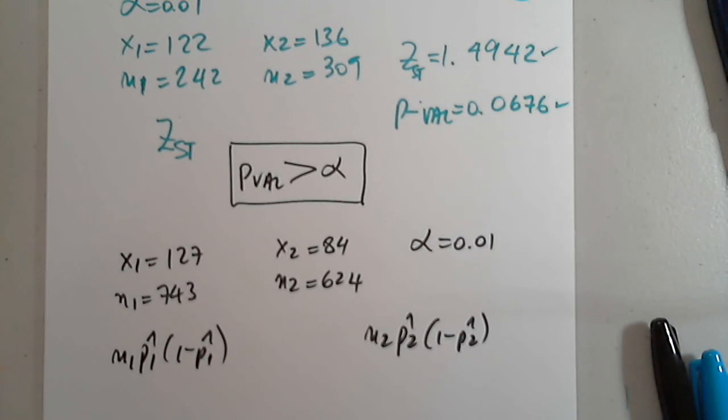So what do we select for the null hypothesis? That it equals. Of course. And what do we select for the alternative? That it's greater than. Exactly. That's it.